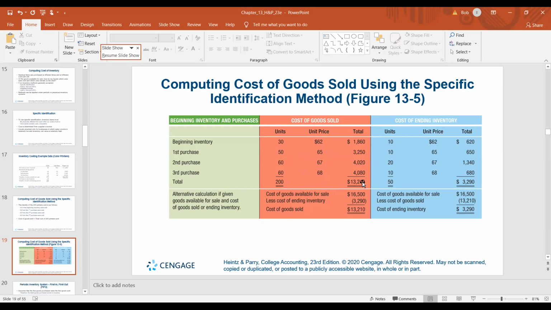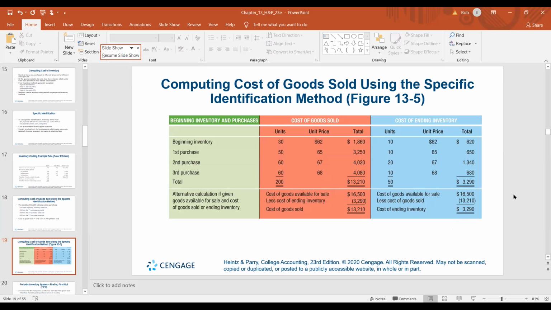Now, here's a little trick. We know that the cost of goods available was $16,500, right? Well, if we take the ending inventory balance, which is $3,290, and subtract it from the $16,500, we have the cost of goods sold. The point being, cost of goods available minus the ending inventory gives you the cost of goods sold. And cost of goods available minus cost of goods sold gives you the ending inventory. Why do I point that out? It's a shortcut.